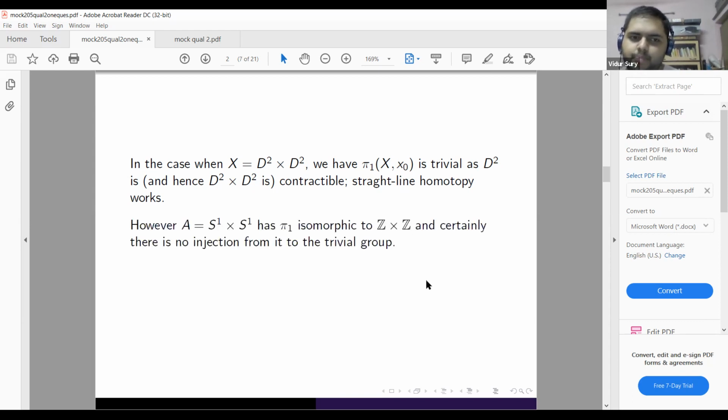But A, which is S1 cross S1, has pi1 equal to Z cross Z because pi1 of S1 is Z. So pi1 of S1 cross S1 is pi1 S1 cross pi1 S1, which is then Z cross Z. So this is Z cross Z, and that's not trivial. So definitely we don't have any injection from pi1(A) to pi1(X). So I star can't be injective, and so there's no retraction from X to A.